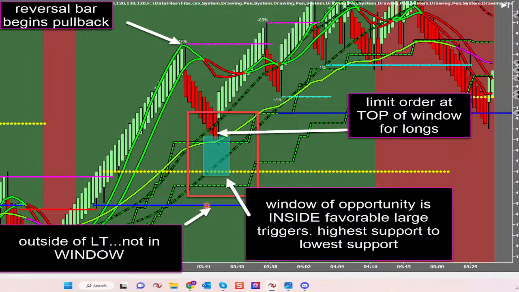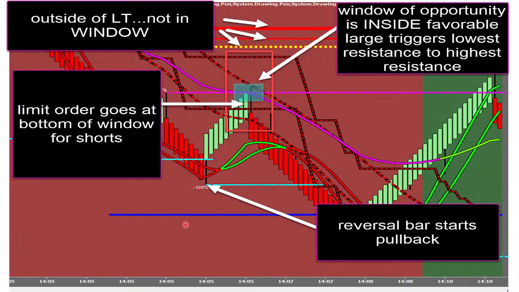Any line, any area below the trigger lines is not in the window. It's not a part of the equation, guys. We do not want to enter trades on the wrong side of triggers. We do not want to enter trades on the wrong side of areas inside of triggers. Once you're down here, the advantage is gone, the rule isn't met, and we don't want to be in that trade anymore. For a short trade, everything begins with the downtrend.